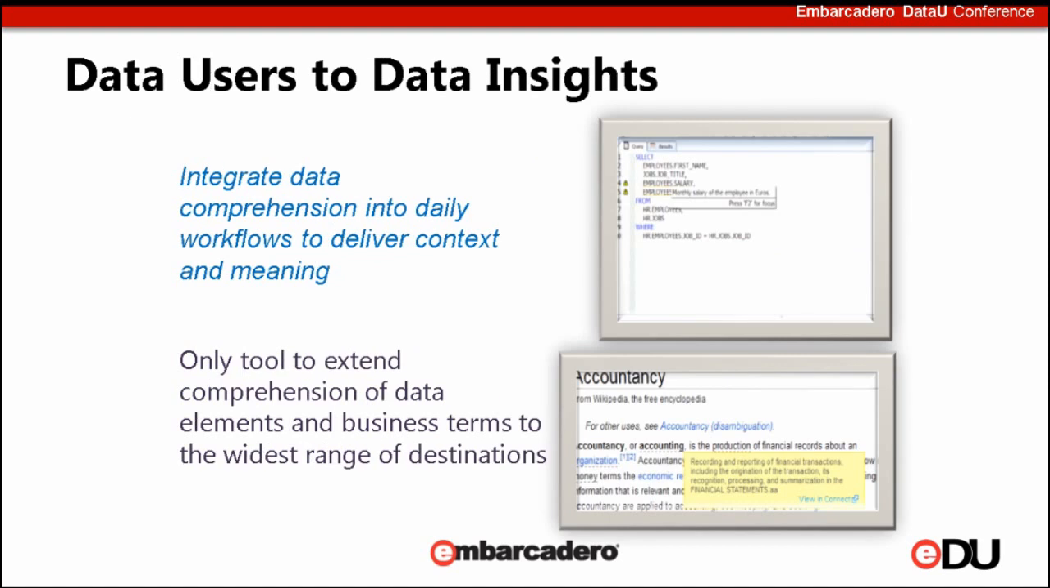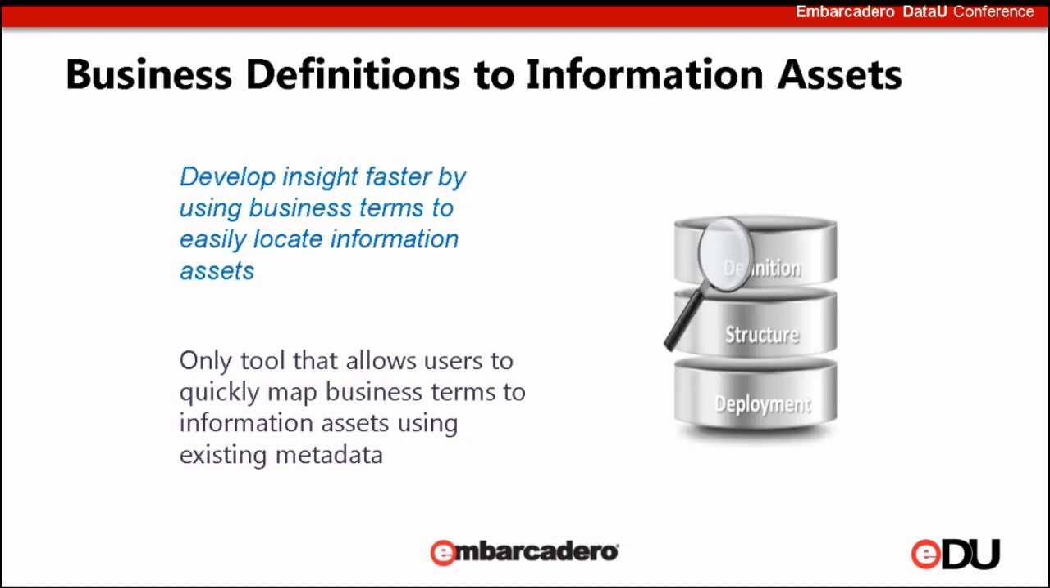It's really, again, we can extend the comprehension of data elements and business terms, okay, to the widest range. I can do this association of a business term all the way back, I think I said, to a column level within a particular database in terms of where I'm getting that information. And I can see where that term is being used across my enterprise. And then business definitions of information assets, and that's what I was referring to. The only tool that allows users to quickly map business terms to information assets using existing metadata.